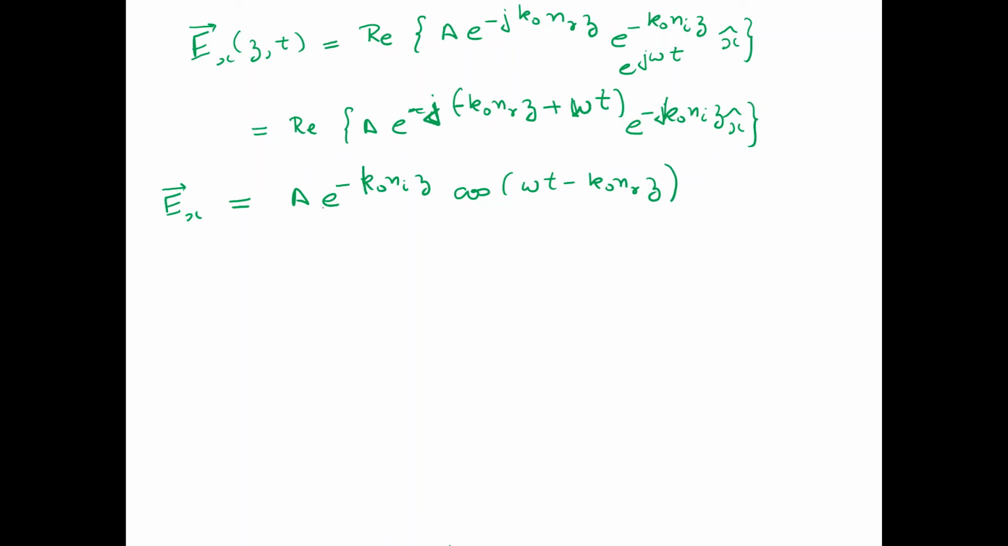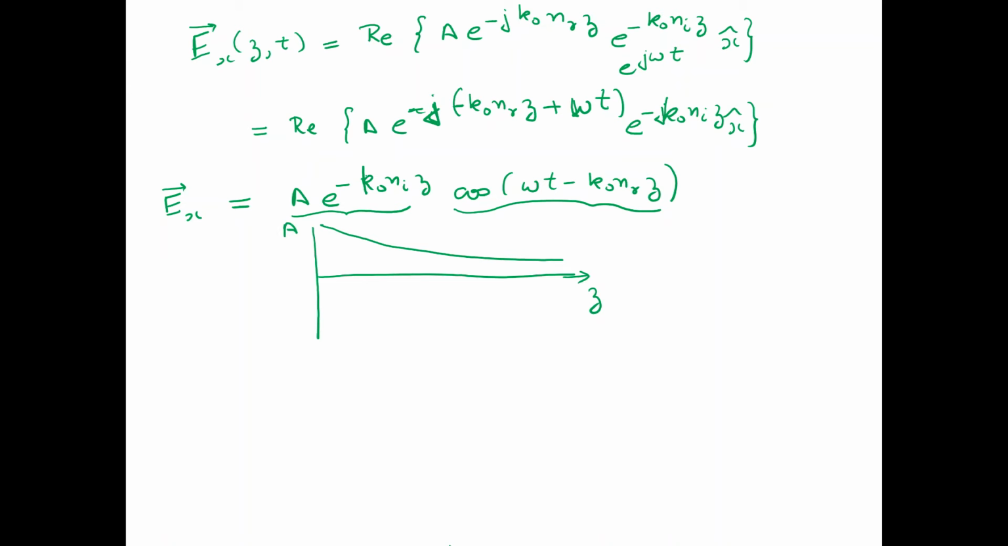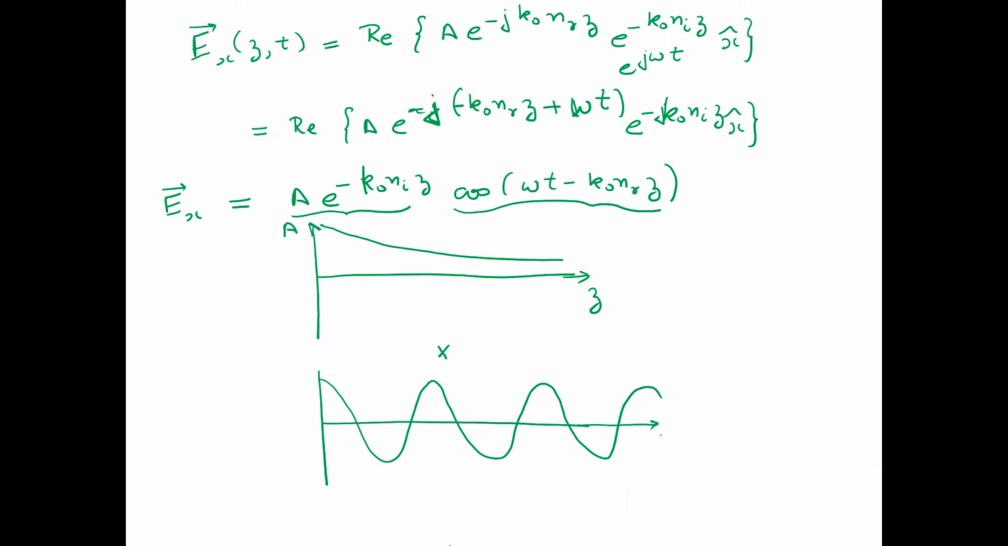What does this mean? It means I have one function multiplied by another function. One function behaves like this as z is changing: it starts off at z equal to 0 at A, and then decays by a certain constant. It is multiplied by a function which is the cosine function around that.